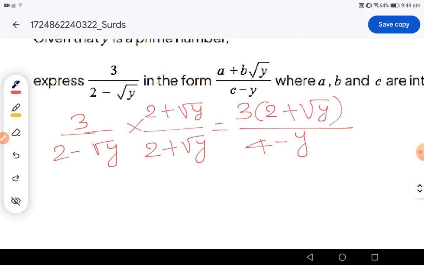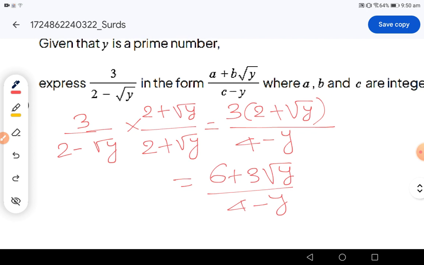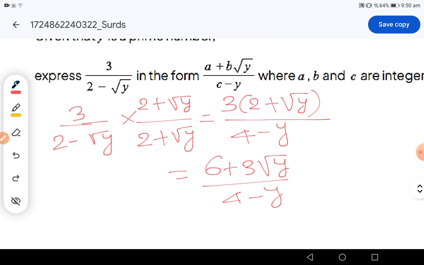So in this form, we need to remove the bracket: 3 times 2 is 6, plus 3 root y by 4 minus y. So A is 6, B is 3 and C is 4.